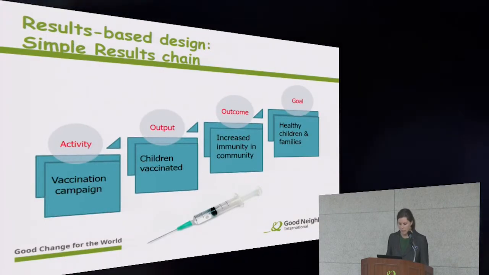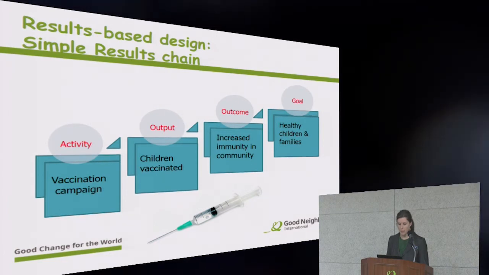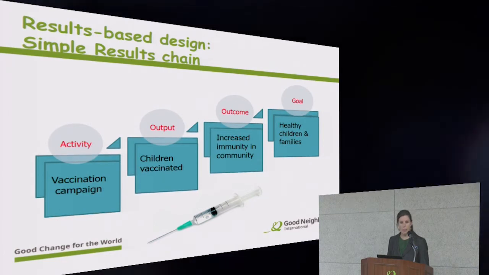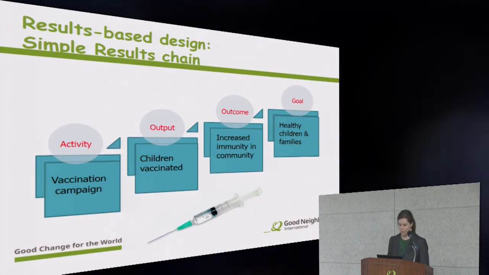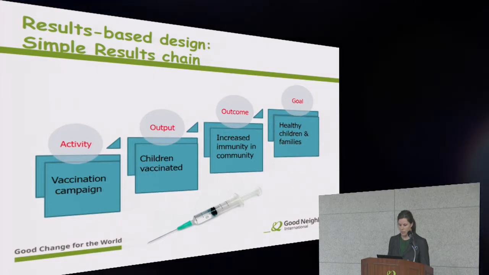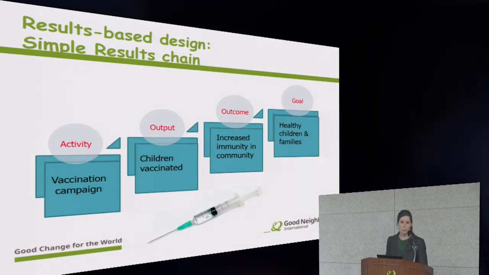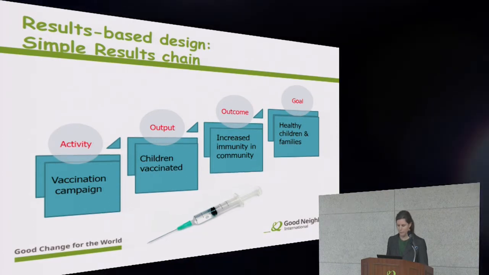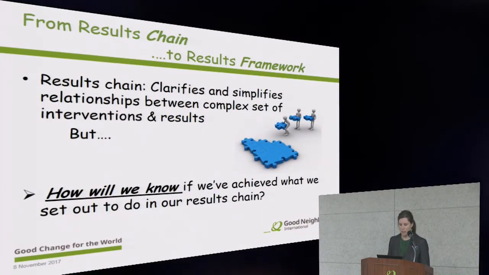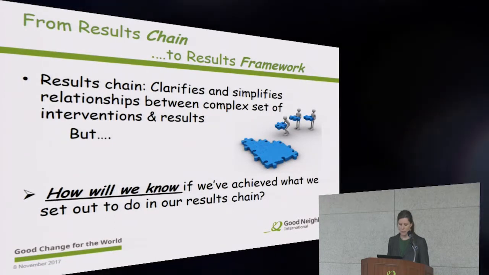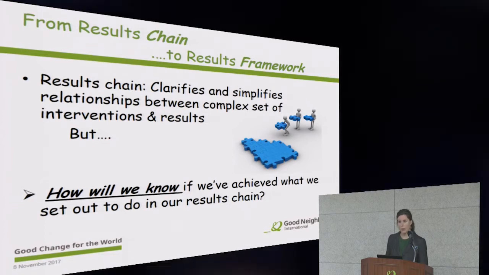So here again is the simple example that we walked through earlier of the vaccination campaign. Now you can see how the statements, the activity, output, outcome, and goal, how they comprise the results chain. So the results chain helps us to clarify the basic strategy underlying our project, and it communicates what our project is about and what it's not about. Now, as we saw in the vaccination example, the results chain shows a simple and clear understanding of the relationships from the project activities to the goal of our project.